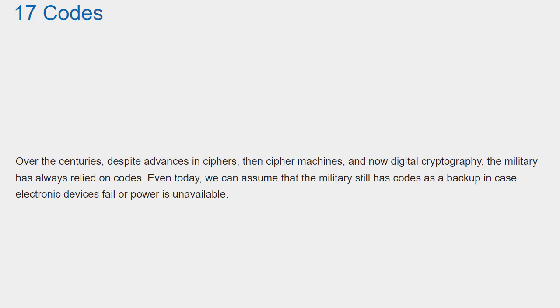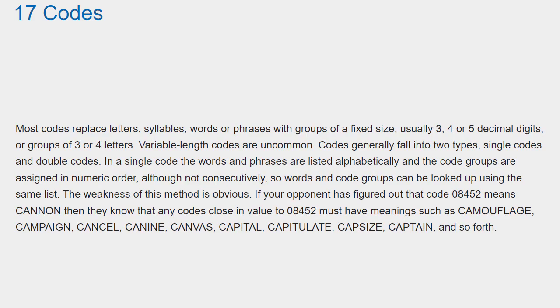or power is unavailable. Most codes replace letters, syllables, words or phrases with groups of a fixed size, usually 3, 4 or 5 decimal digits, or groups of 3 or 4 letters. Variable length codes are uncommon. Codes generally fall into two types, single codes and double codes.